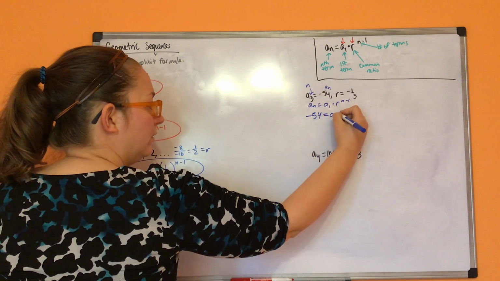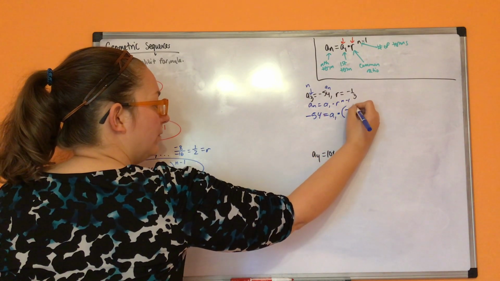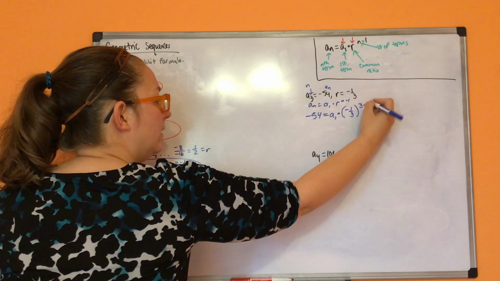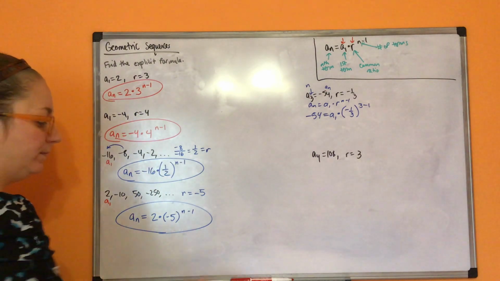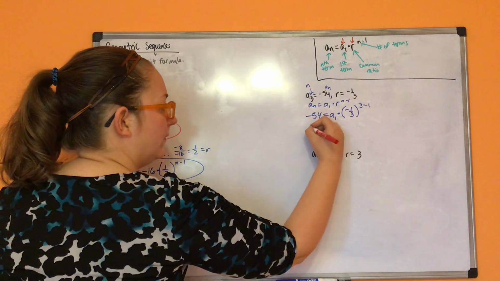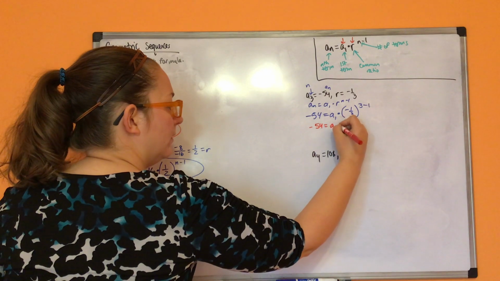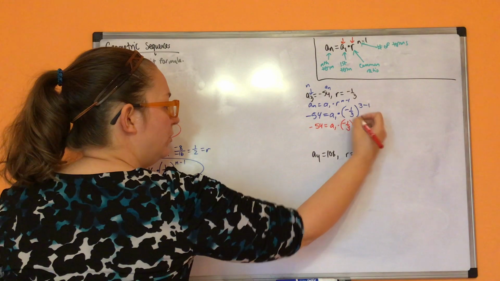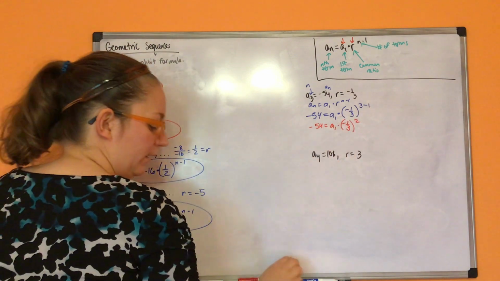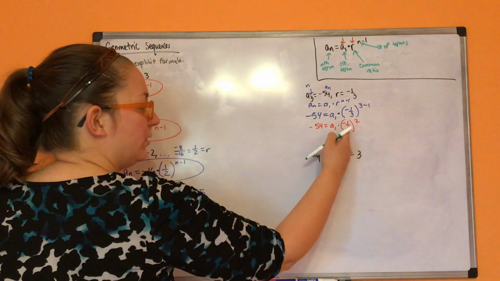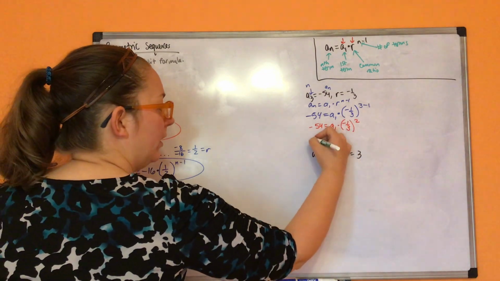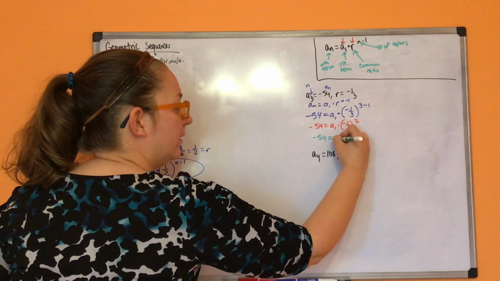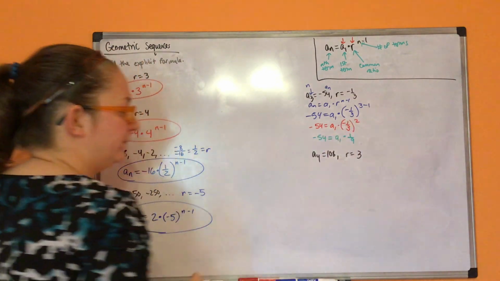A1 we don't know. R is negative 1/3. And then since this is A3, N is 3, and then minus 1 is part of the formula. Simplify your exponent first. 3 minus 1 is 2. And then you need to actually do this number to the power. Negative 1/3 squared is negative 1/3 times negative 1/3, so positive 1/9.